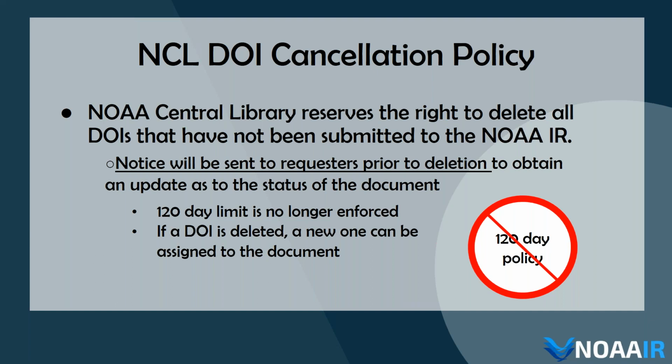If for whatever reason we do not hear back from someone after a certain period of time, we may still, as I said, reserve the right to delete that DOI. If that happens, we can still assign another DOI to that publication once it is finalized. So it doesn't mean that if you request a DOI and we wind up having to delete it because we didn't receive the publication, that publication is now ineligible for a DOI. It just means we'll have to redo the DOI and assign a new DOI.